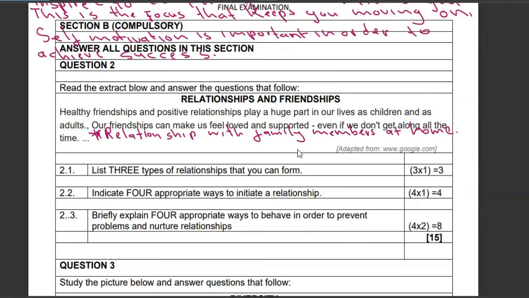So when it comes to this one, that is the relationship between you and your mother, between you and your father, or between you and your sister or siblings. That is the family relationship which you form at home. Then at school, you might have a relationship with your classmates, with schoolmates at school. That is the second relationship. Then the third relationship, these are the relationships which form in the community, in the society which you live in.